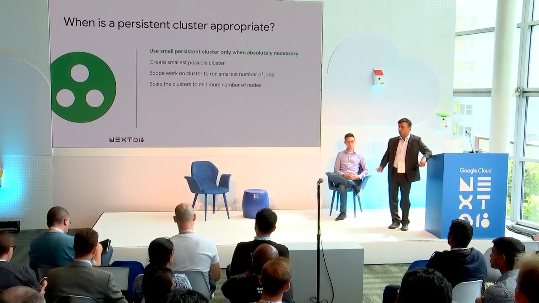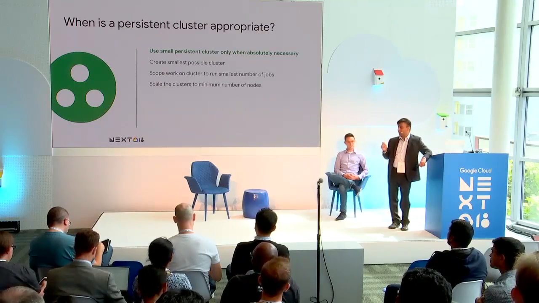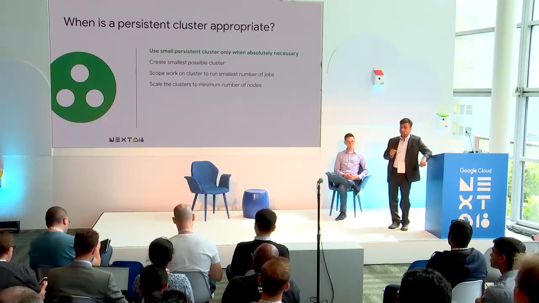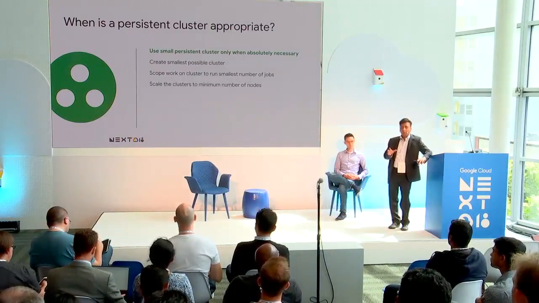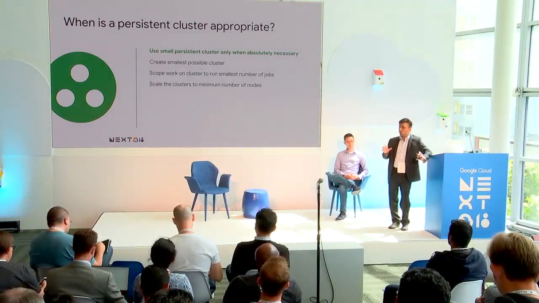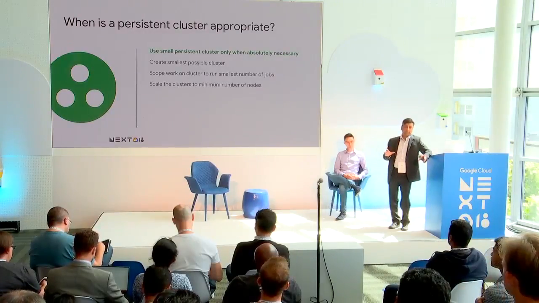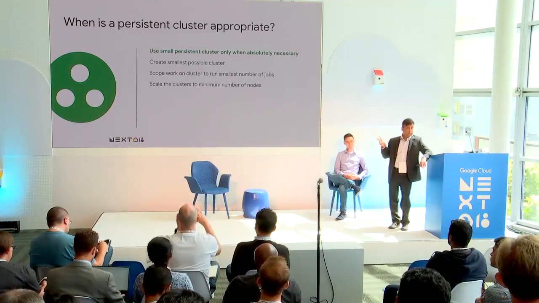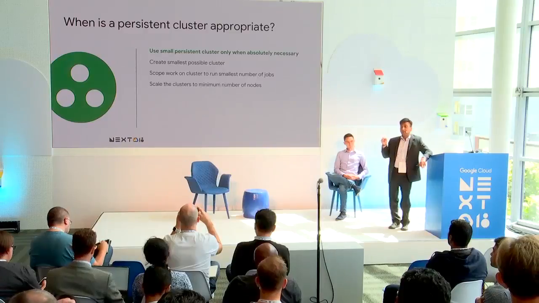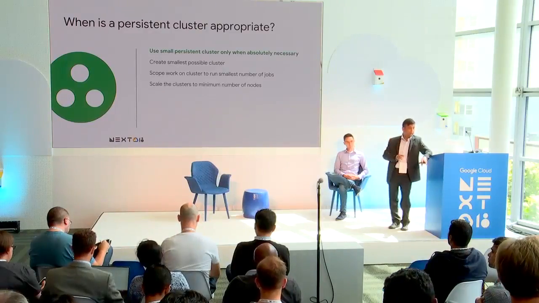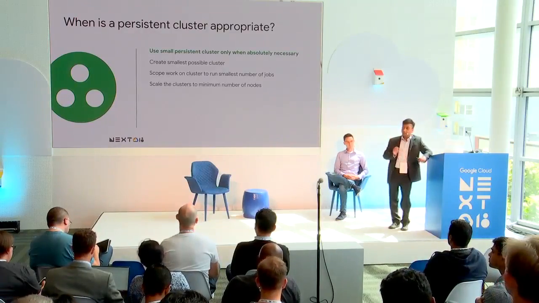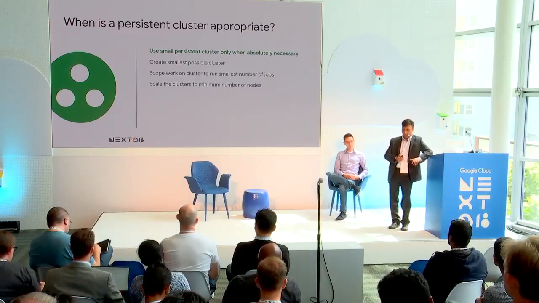Make sense? But if you are going to run a persistent cluster, here are a couple of recommendations. Number one, scope it to be the smallest possible cluster that you can think of in terms of number of jobs you're going to run and the number of nodes that are going to be part of that cluster. It's a very, very simple recommendation.